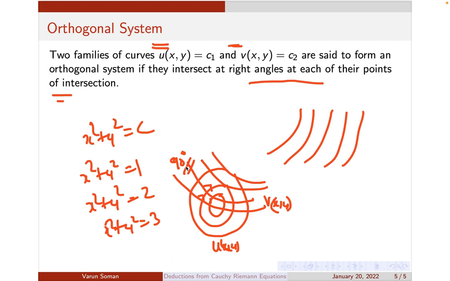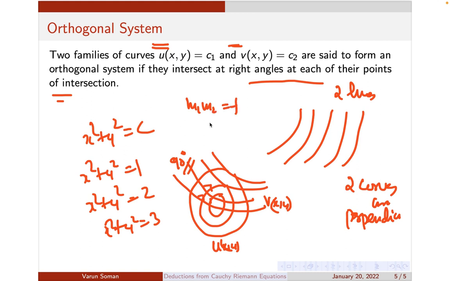You may have studied this in differential equations, but it is a very simple thing. When will you say that two curves are orthogonal, or two curves are perpendicular? You may have studied in analytic geometry, when will two lines be perpendicular? Two lines will be perpendicular when the product of their slopes is -1.